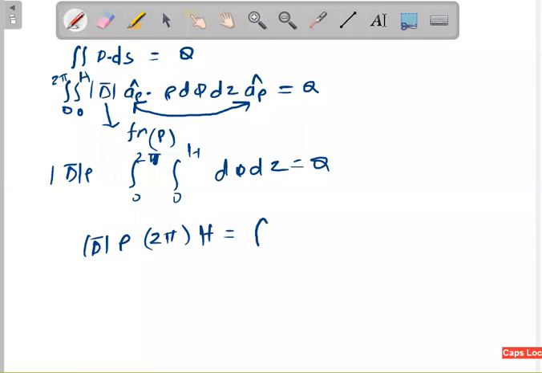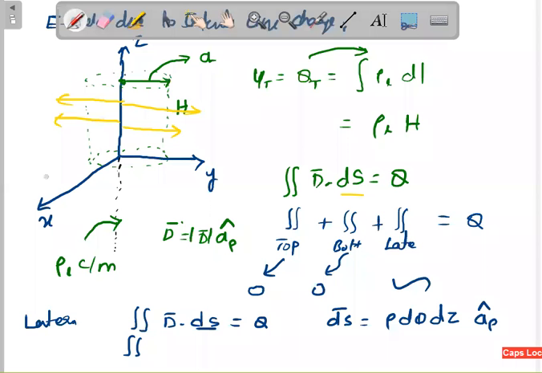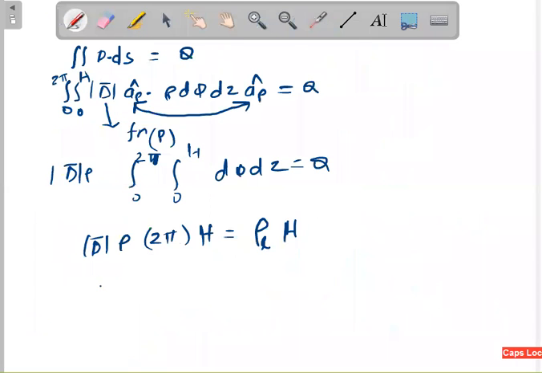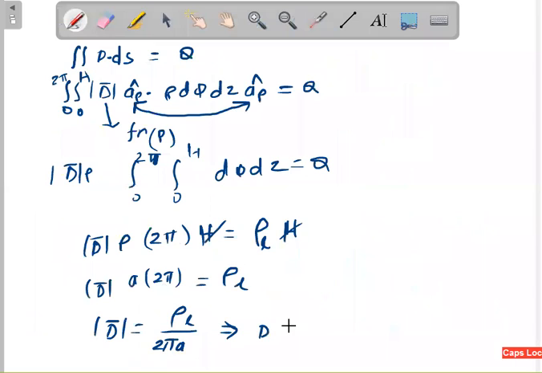Here rho l means the line charge density, into h, and rho means the radius of the cylinder. In this case, the radius we have assumed is a. So D bar, a, 2 pi. Anyway, h cancels, and rho l remains. So finally the magnitude of D bar is equal to rho l divided by 2 pi a. And as a vector, D bar is equal to rho l divided by 2 pi a, times a rho cap.